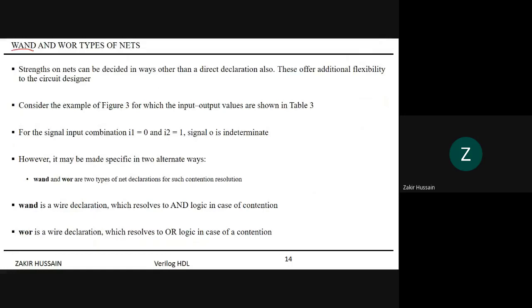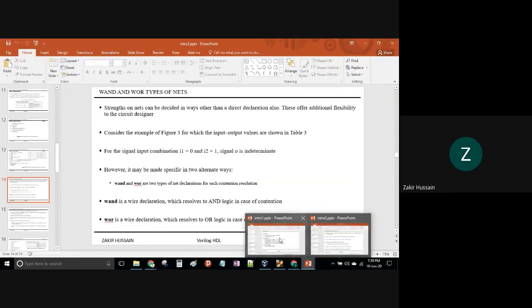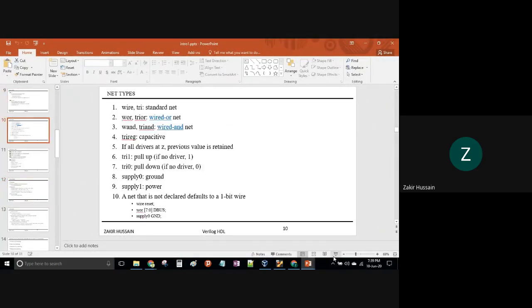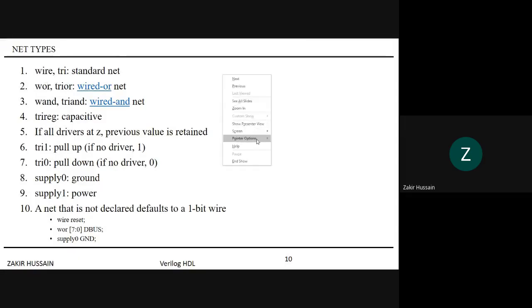You see, a WAND, a WOR. This is the net data type. Yesterday we have seen it in one slide. Apart from this, we have these sorts of data types, this is WOR and this is WAND. These resolve a contention based on wired OR logic and wired AND logic. These data types will help us to resolve the contention issue. How do we resolve the contention issue? Based on the strengths, that is one answer, and based on this sort of data types.